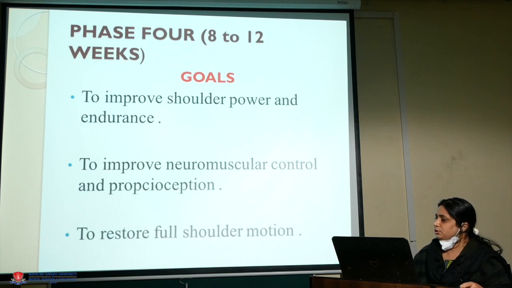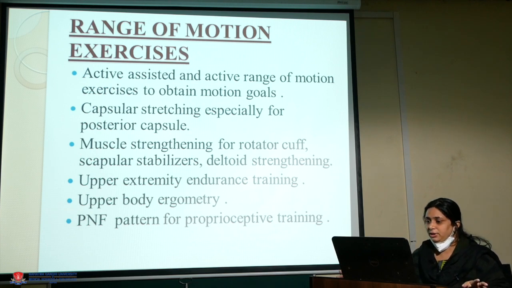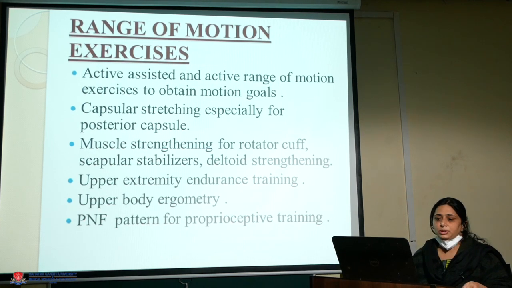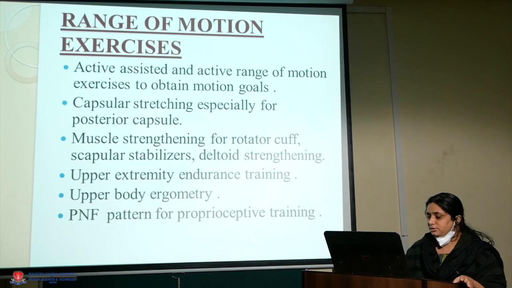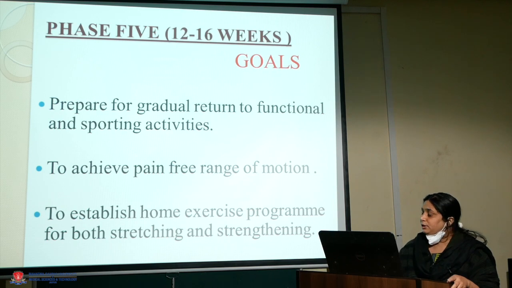Phase 4 is from 8 to 12 weeks. The goal is to improve the shoulder power and endurance, to improve neuromuscular control and proprioception, and to restore full shoulder motion. Here again we will include the range of motion exercises, which now will progress to active assisted and active range, capsular stretchings, muscle strengthening for the rotator cuff, scapular stabilizers, upper extremity endurance, ergometry and PNF patterns for the proprioceptive training.